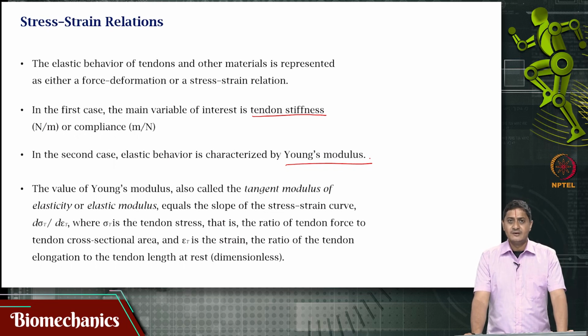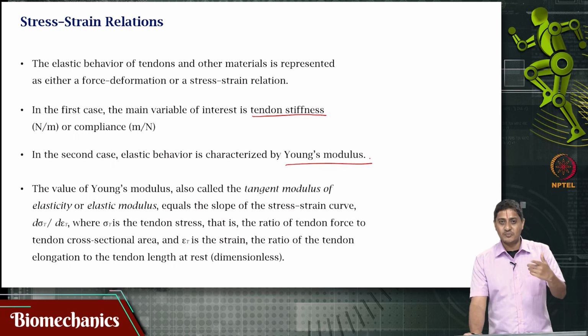For example, steel has a modulus. It's not going to be like that. Here you have a modulus that is defined for that point, for that stress or for that strain, right. So for example, if you are looking at tendon stress, the ratio of tendon force to tendon cross sectional area is tendon stress, and the ratio of the elongation to the rest length of the tendon is the strain, and then you compute this, right.